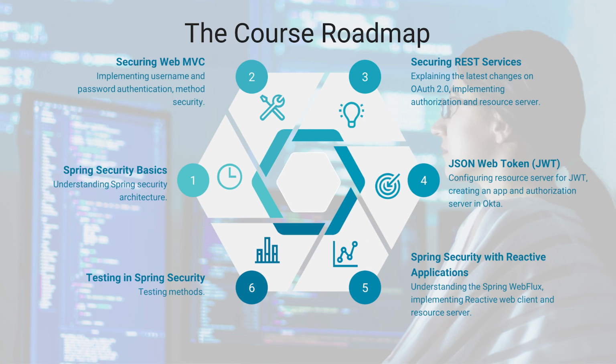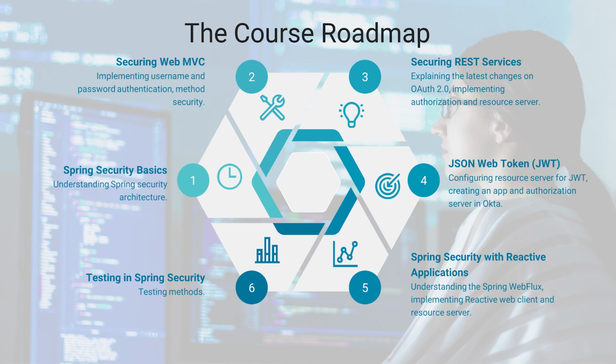In section 3, we will secure REST endpoints using OAuth 2.0 protocol. We will first mention the latest changes on OAuth 2 with Spring Security and then implement authorization server and resource server. In section 4, we will explain the details about JWT, describe token validation approaches such as symmetric and asymmetric key pairs, modify the existing resource server that we created at section 3, and add token validation. And after that, we will add informative error handling. We will also learn how to create an application integration and authorization server in Okta.